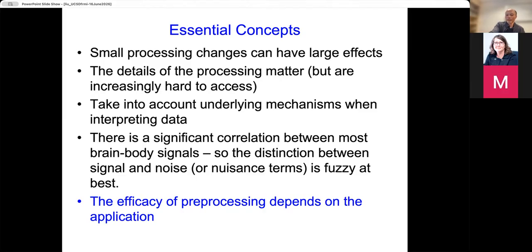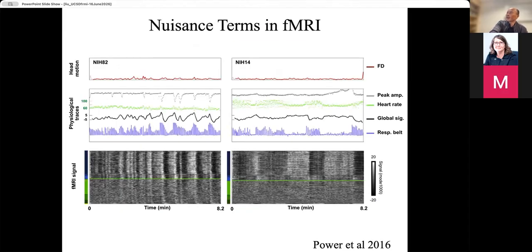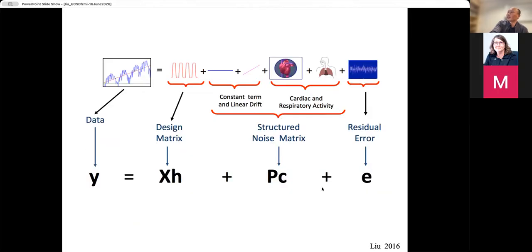Okay, last concept, just to finish up real quickly, is that the efficacy of pre-processing does depend on the application. So I'll just give an example of that. Obviously a lot of our processing involves regressing out nuisance terms. For example, here is global signal regression, and these are the carpet plots that I think most of you are familiar with, showing that you can see strong global effects in this data.